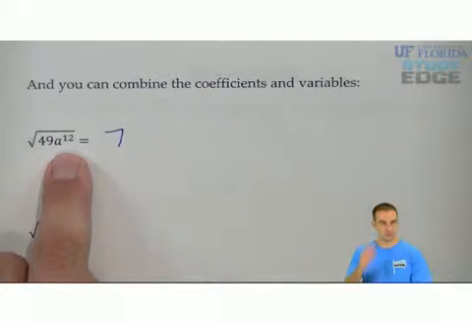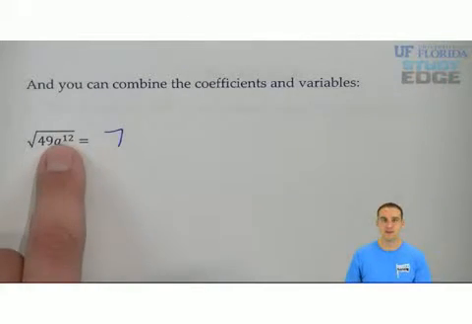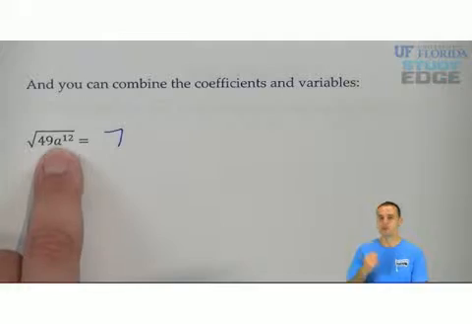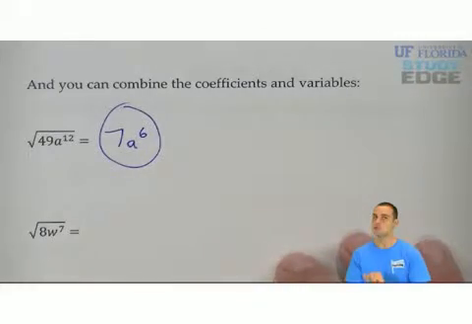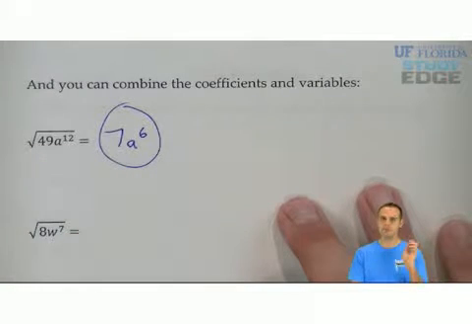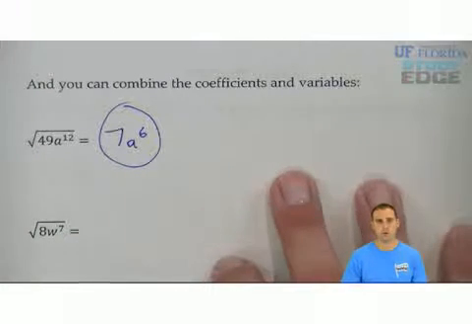And then we have variables, a different thought process. With that variable, we have 12 a's. 2 goes into 12 6 times, and you're done. No more radical. Everything worked out beautifully where there was no radical left over.